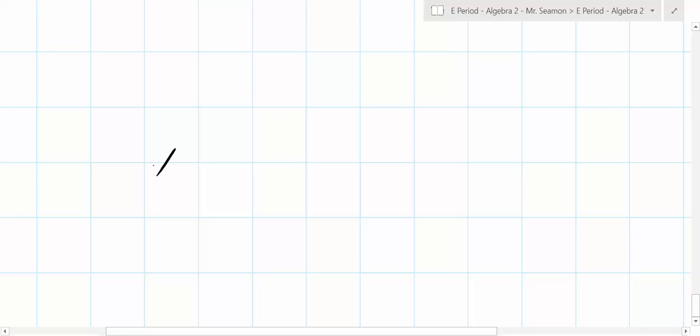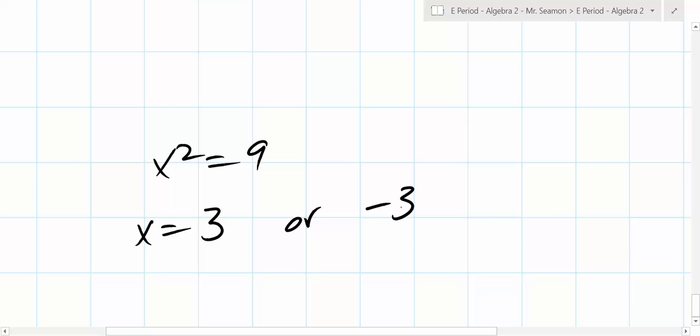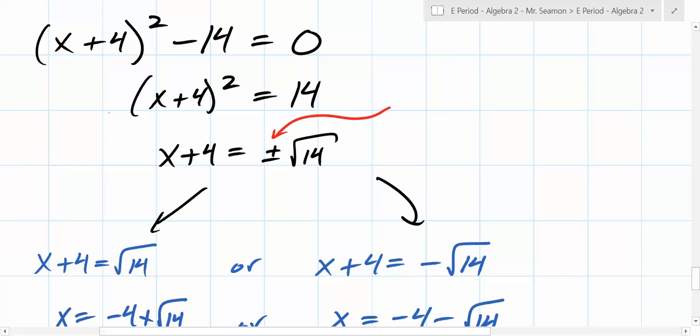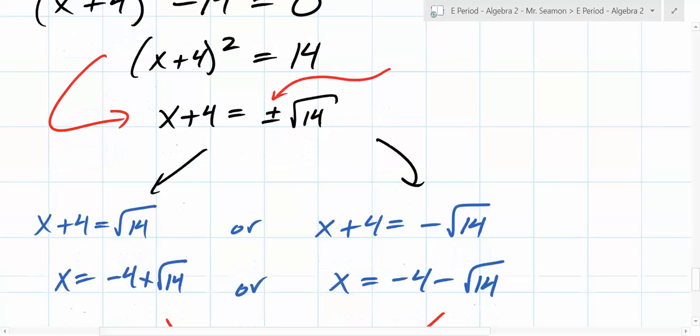Where do we get the plus or minus? Because if I gave you x squared equals 9, Nick, what's one possible answer? 3 or what? Negative 3, because negative 3 times negative 3 is what? 9. 3 times 3 is 9. What I'm trying to get at is that to go from this step to this step, you had to take a square root. Whenever you take a square root, it's going to generate a positive and a negative answer. That is super important in this case.